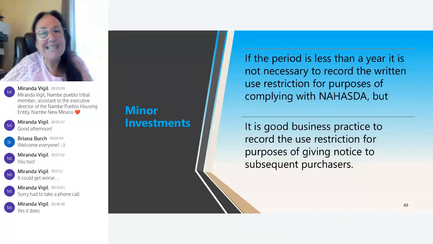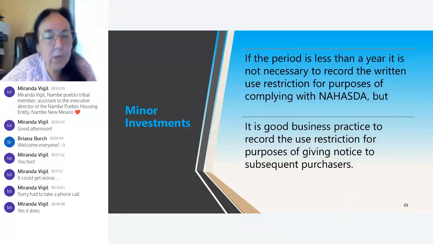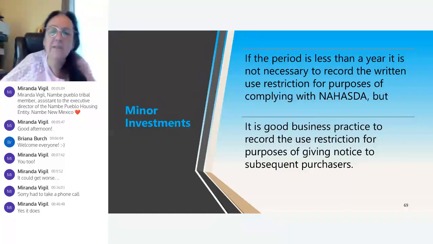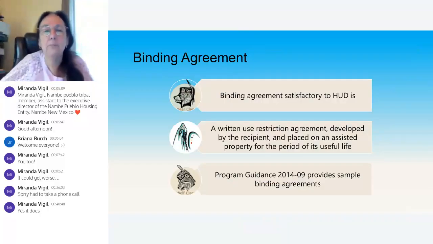So if it's less than a year, it's not necessary to record the written use restriction for purposes of complying with NAHASDA, but it is a good business practice to record that for purposes of giving notice to subsequent purchasers. A binding agreement satisfactory to HUD is a written use restriction agreement developed by the recipient, placed on an assisted property for the period of its useful life.